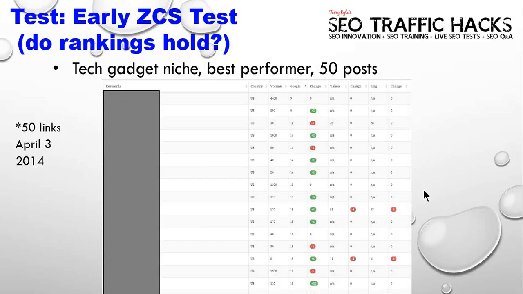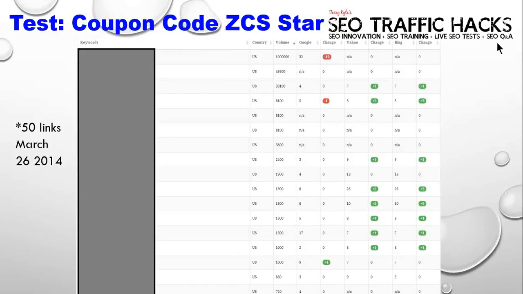Okay, let's just erase that. Moving on. This is the coupon code superstar site for that 10-pack of zero content SEO sites that I tested on. So we can see here we were on page 2 for this million-term rank. This is a brand name like Macy's or Sears, something like that.